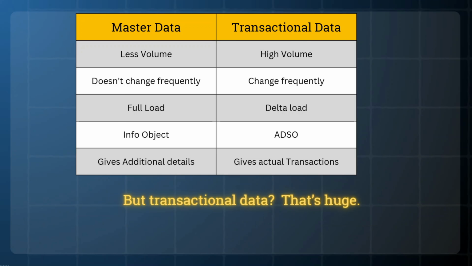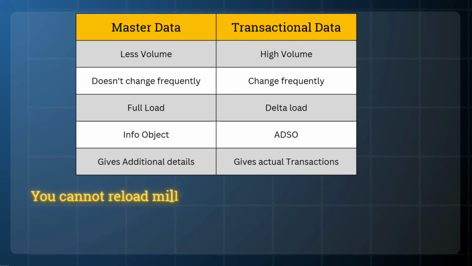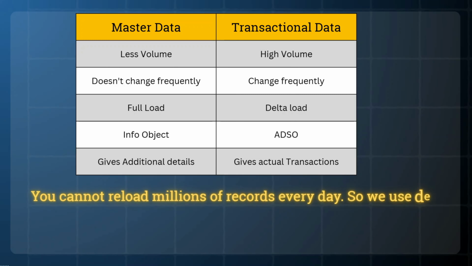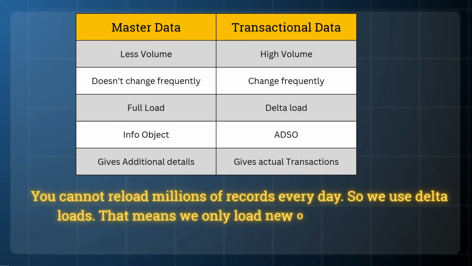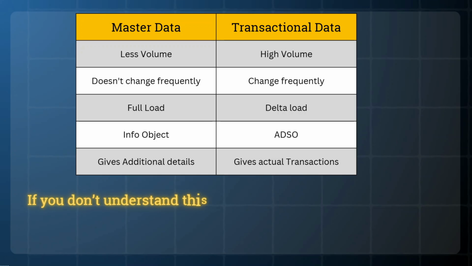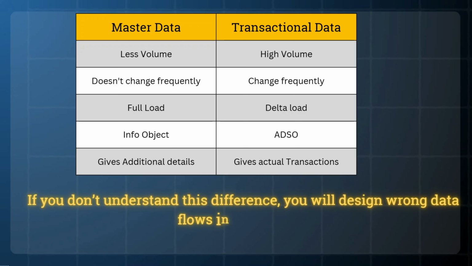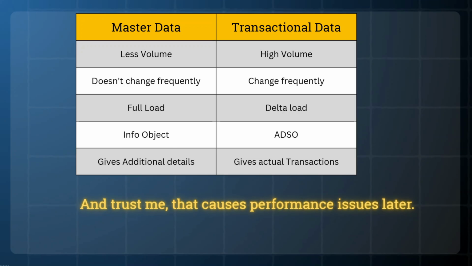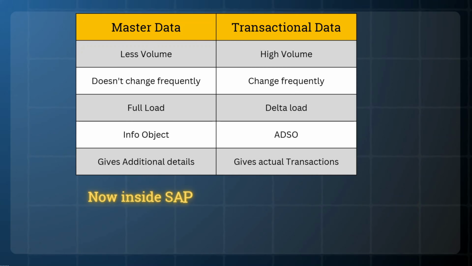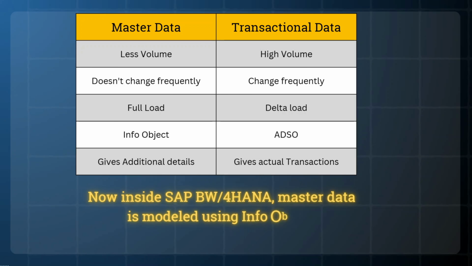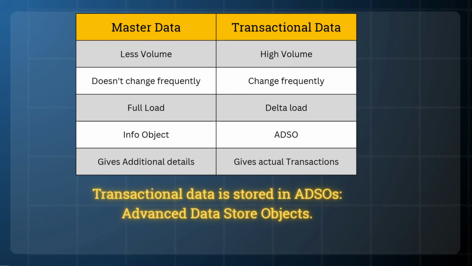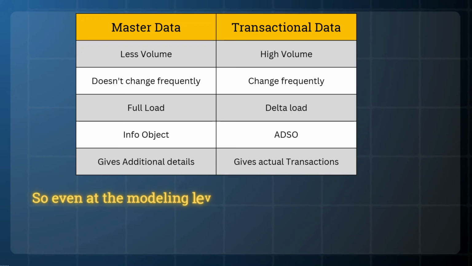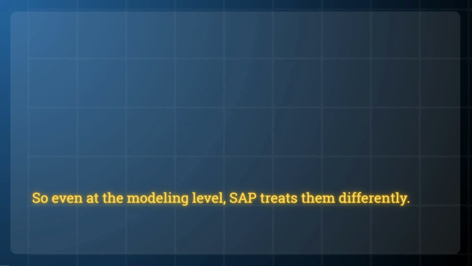But transactional data, that's huge. You cannot reload millions of records every day. So we use delta loads. That means we only load new or changed records. If you don't understand this difference, you will design wrong data flow in BW for HANA, and trust me, that causes performance issue later. Now inside SAP BW for HANA, master data is modeled using InfoObjects. Transactional data is stored in ADSO. So even at the modeling level, SAP treats them differently.